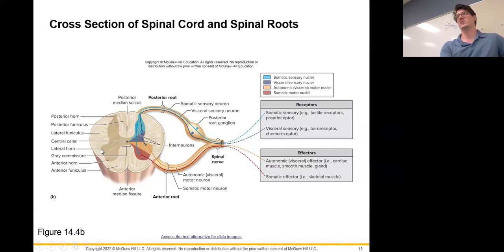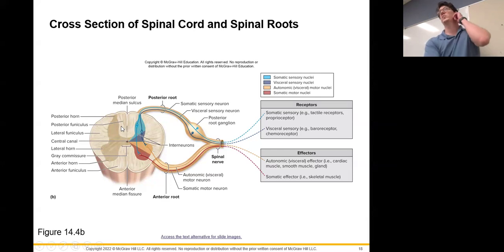The lateral horn, that's this little bump out to the side. This lateral horn is going to contain the cell bodies for visceral motor information. So glands, cardiac muscle, smooth muscle, all of that stuff is going to start here in the lateral horns of our spinal cord. So interneurons in the posterior horn, motor neurons in the anterior and lateral horns.